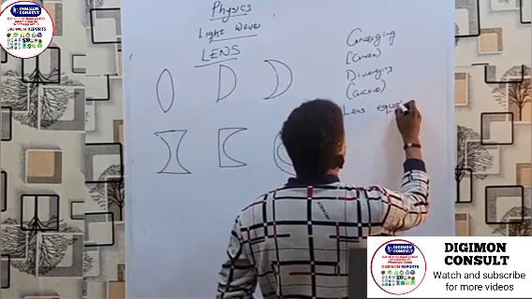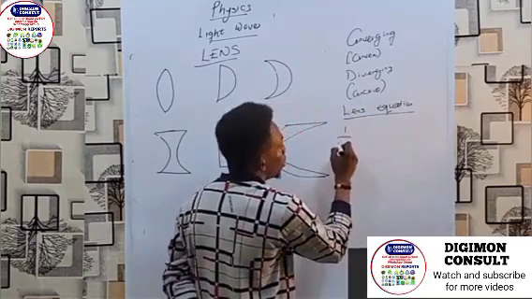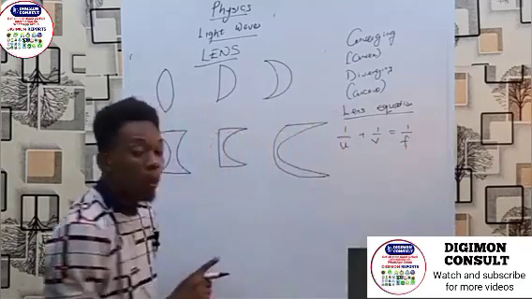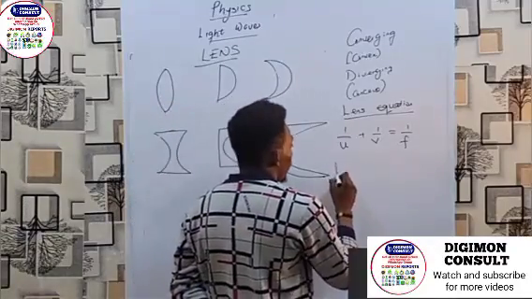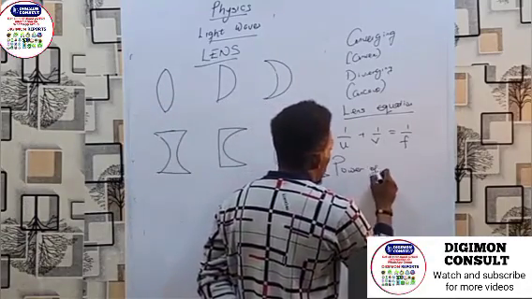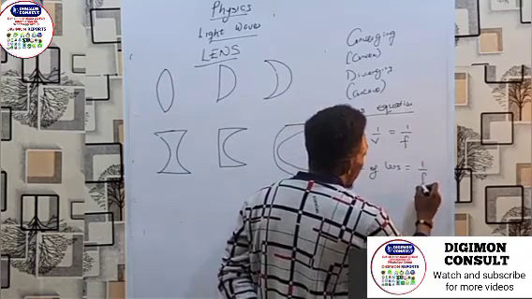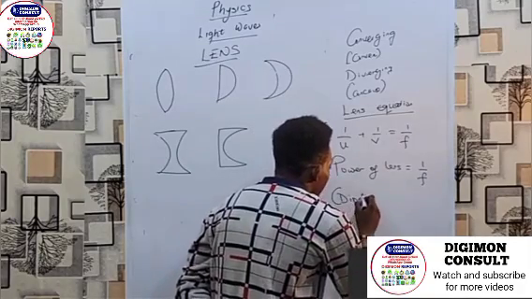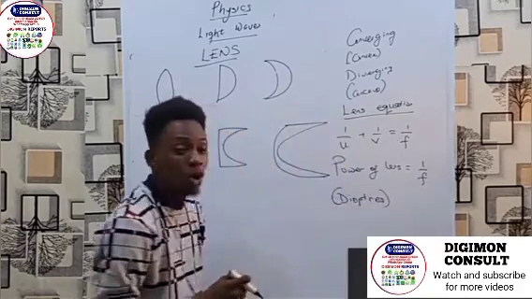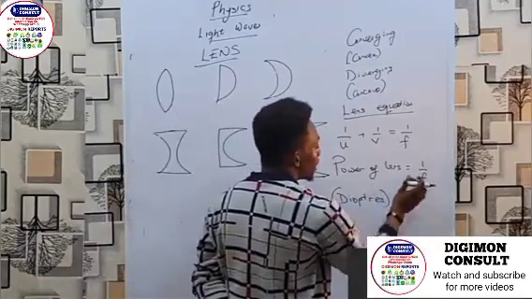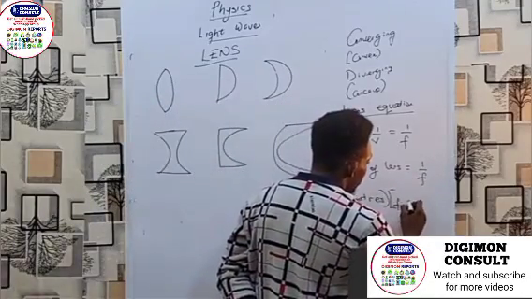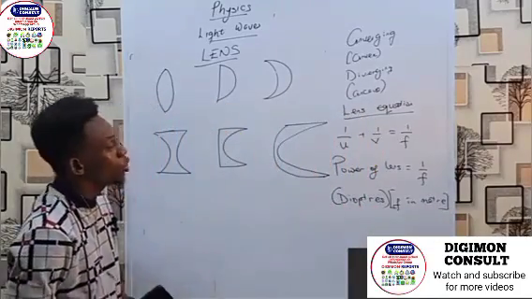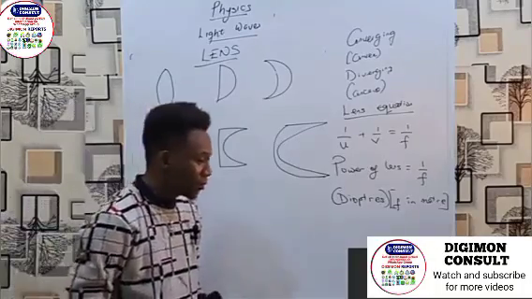Your lens equation is pretty much the same as your mirror equation. 1 over u plus 1 over v equals 1 over f. But with one new thing which we shall learn here, which is that the power of a lens equals 1 over f. And the unit for power of the lens is called diopters. And you can only obtain the power of this lens when your focal length is measured in meters, f in meters. So you must make sure to convert if your focal length was not given to you in meters.